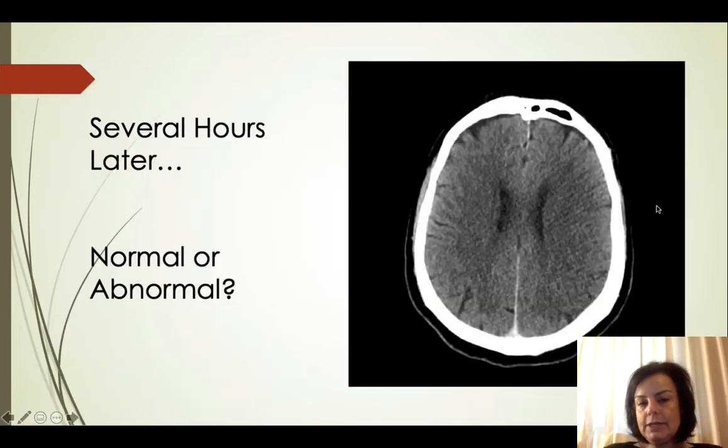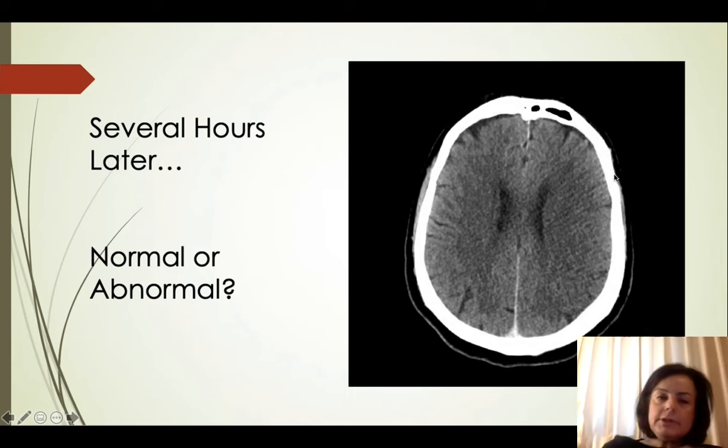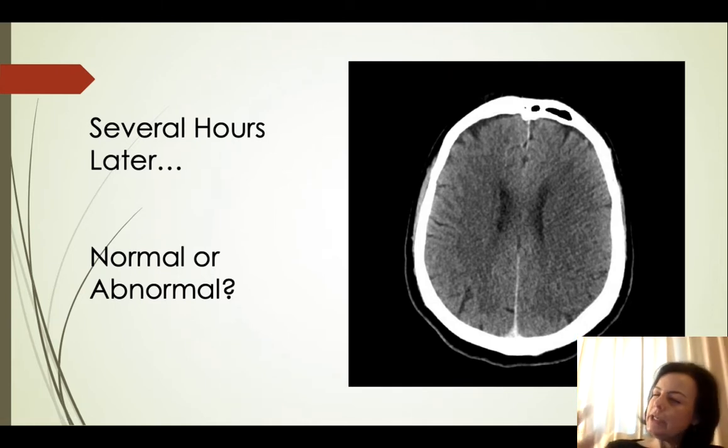So he gets his scan repeated a few hours later. Typically, if somebody comes in with this kind of presentation and we think they're having a stroke, and we can see it on the CT, or we presume that it's there because of the symptoms, we treat for stroke. We don't wait to see it on a scan. You treat for the stroke.